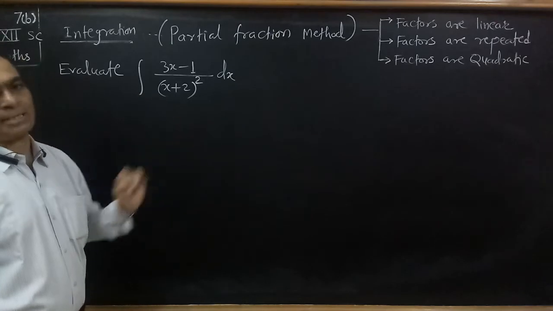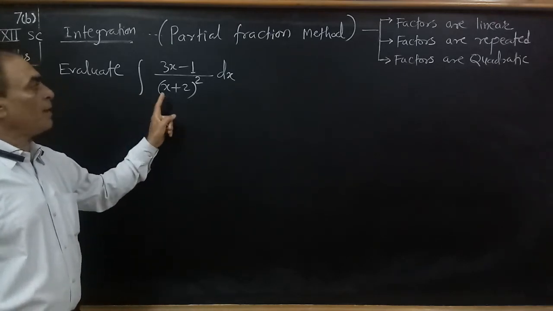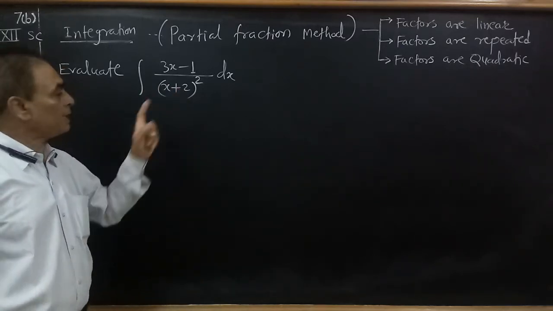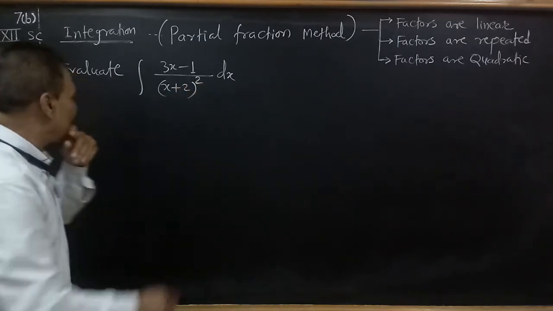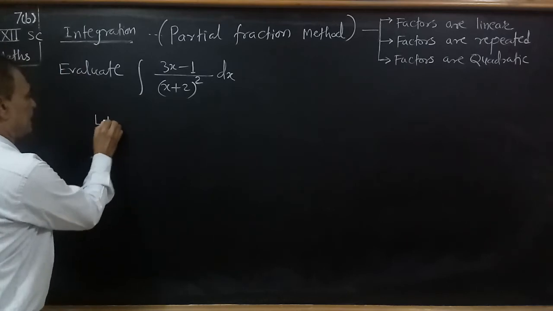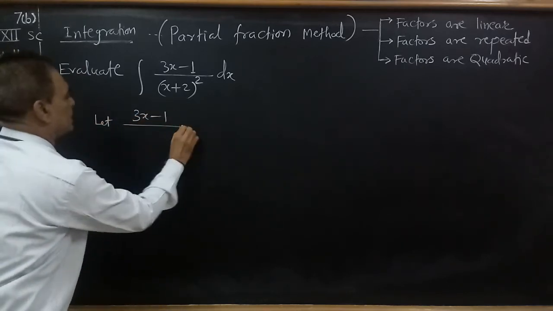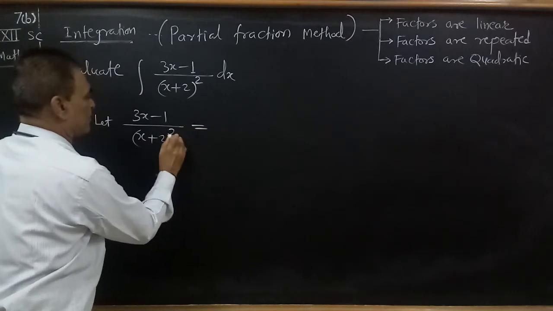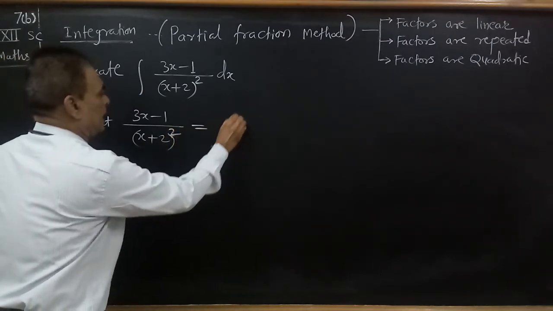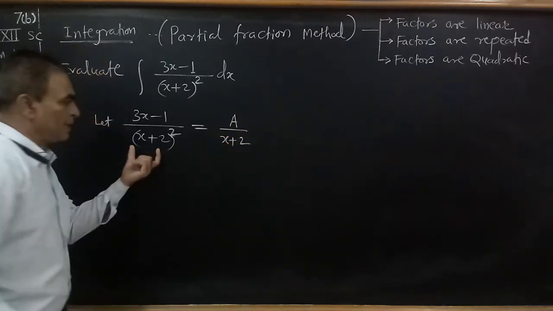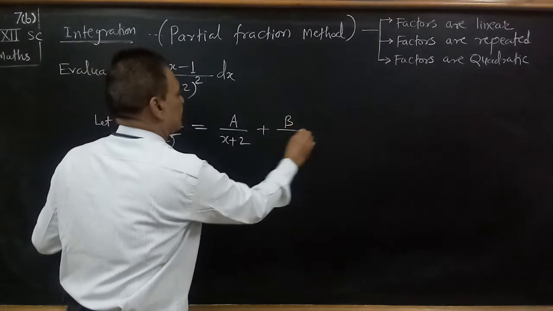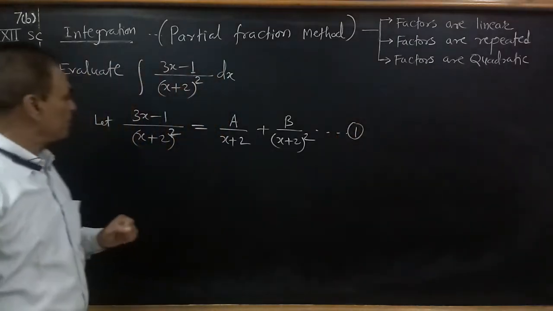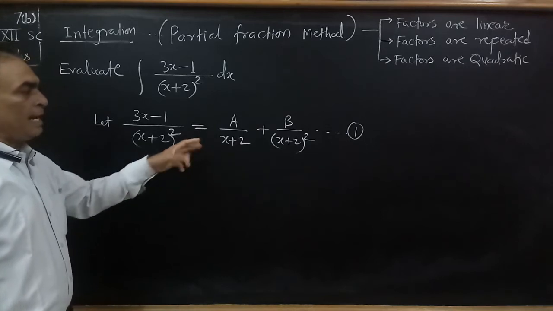You can use the partial fraction method in this case, but our factor is repeated 2 times, because x plus 2 is a factor and that factor is repeated 2 times. That's why the integrand (3x minus 1) divided by (x plus 2) whole square, you can write this way: A divided by (x plus 2), one of the factors, plus B divided by (x plus 2) whole square. Give this equation number 1. Then find the values of A and B.